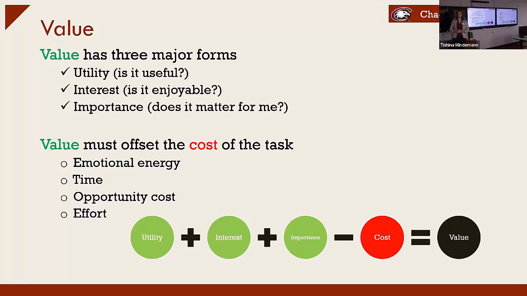If I consider myself a good student, then maybe achieving at high levels is important for how I see myself as a person. And the value, so these three components, has to offset the cost of the task. So that might be emotional energy, stress, the time it takes to do the task, the opportunity cost, right? I may not get to spend time with my family and friends because I'm doing this homework, the effort that it takes. And so we basically have our utility value, our interest value, and our importance value minus the cost, and that equals our overall value for a task.